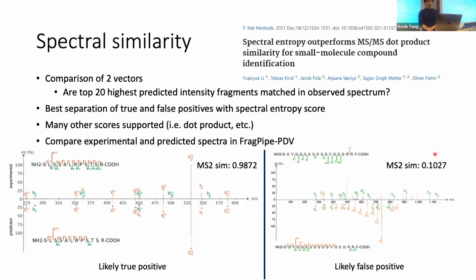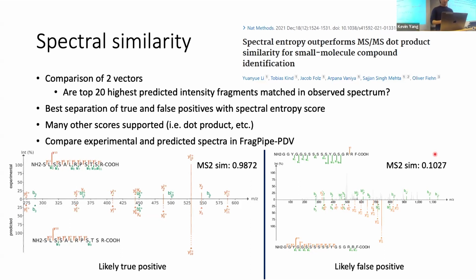So the two features that MSBooster calculates mostly, the first one is spectral similarity. To calculate this, it's pretty simple. If you have two vectors of scalar values, you can compare them with something like cosine similarity, for example. The way that works is you take the top 20 highest predicted intensity fragments from the prediction and compare that to the experimental spectrum. Are those predicted fragments actually in the observed spectrum? And if they are, do they match the ratios of the intensities that we expect from the predictions?